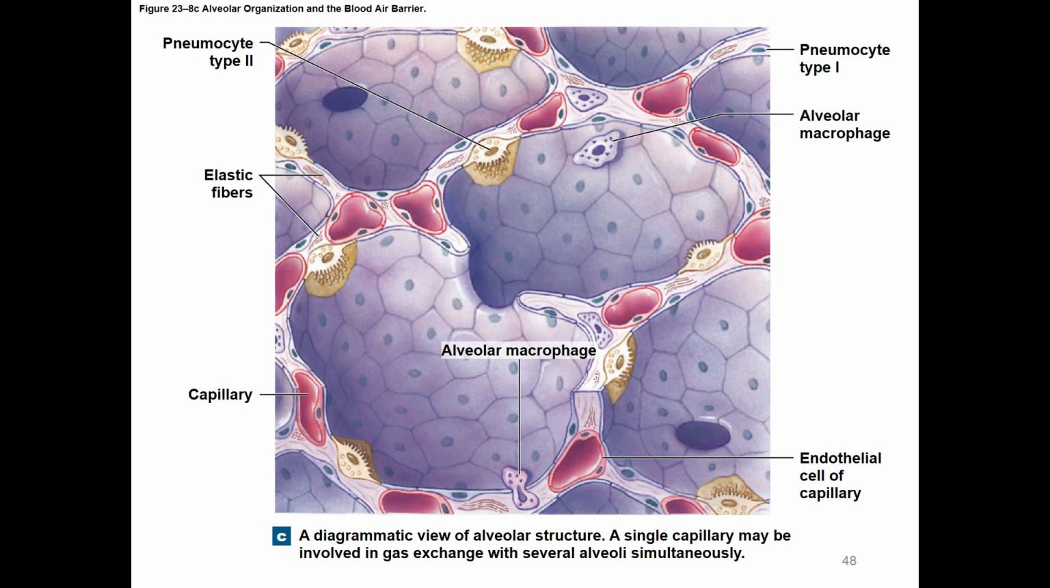So here's a close-up view of the alveolar structure. We can see the individual alveoli. You can also see the capillary bed surrounding the alveolus. There is an alveolar macrophage patrolling the epithelium. These simple squamous cells are pneumocytes type 1, and then pneumocyte type 2 are these yellow cells called septal cells, and those are the ones that produce the surfactant.